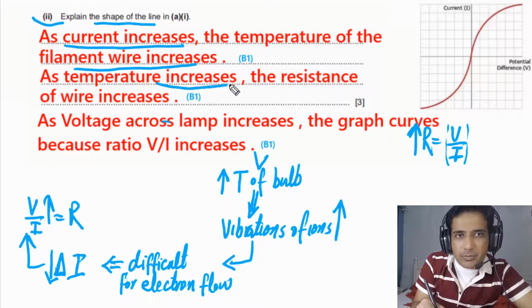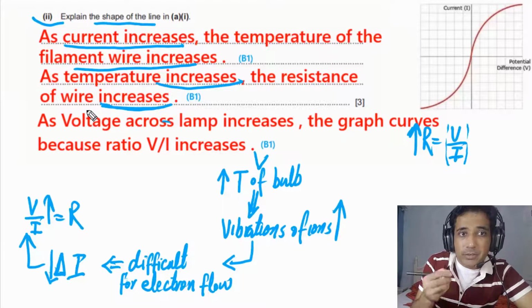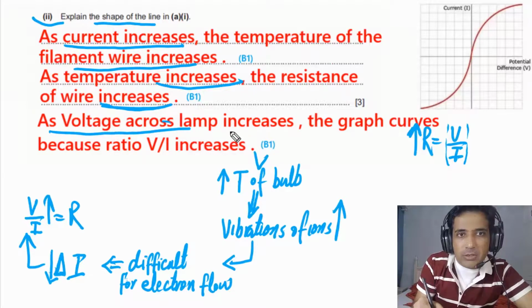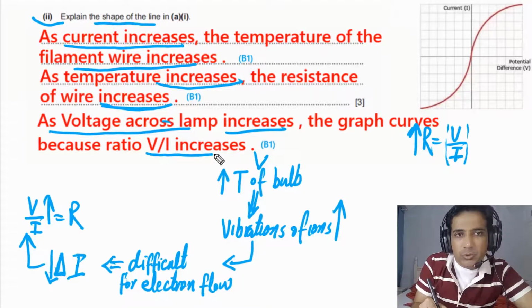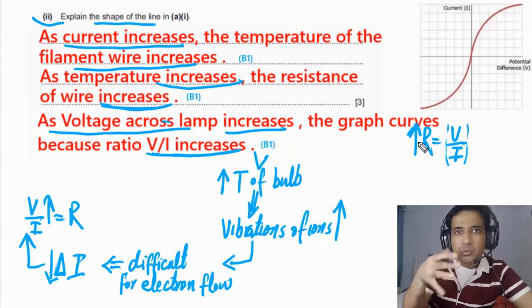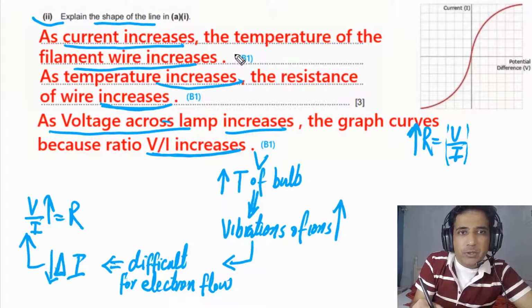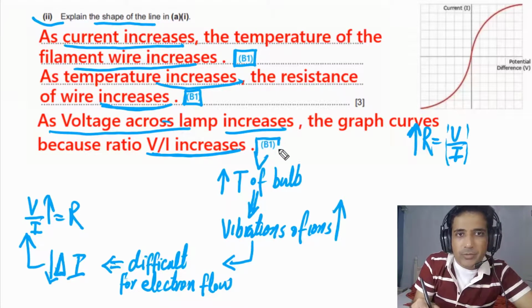As temperature increases, the resistance of the filament wire of the lamp increases. As voltage across the lamp increases, the graph curves, which means the gradient decreases. It simply means that the ratio between V and I increases, and the ratio between V and I is equal to resistance. So it simply means that resistance increases. If you mention these 3 points, you will get 3 marks, and this question has only 3 marks.